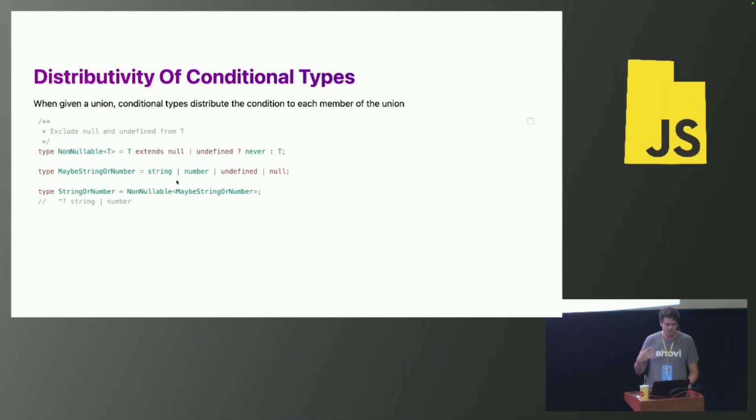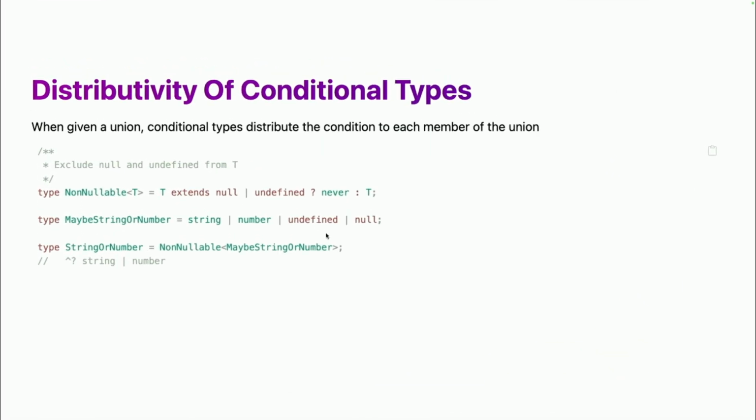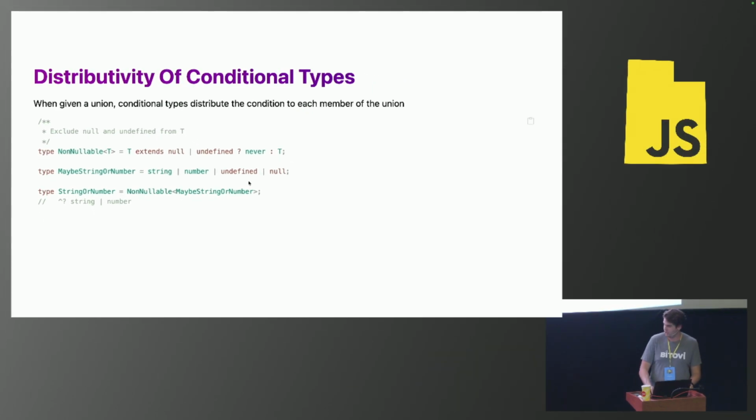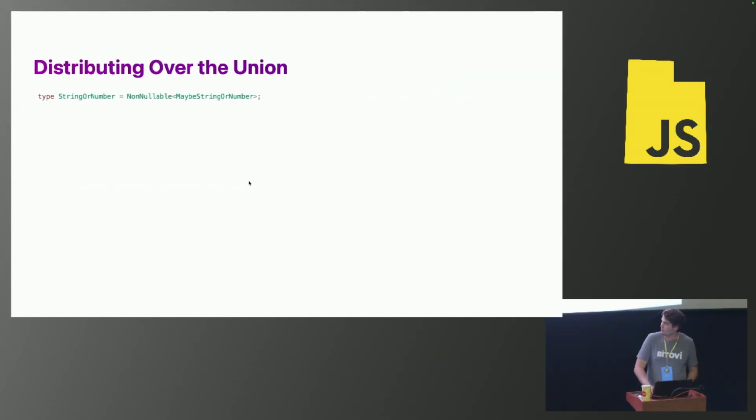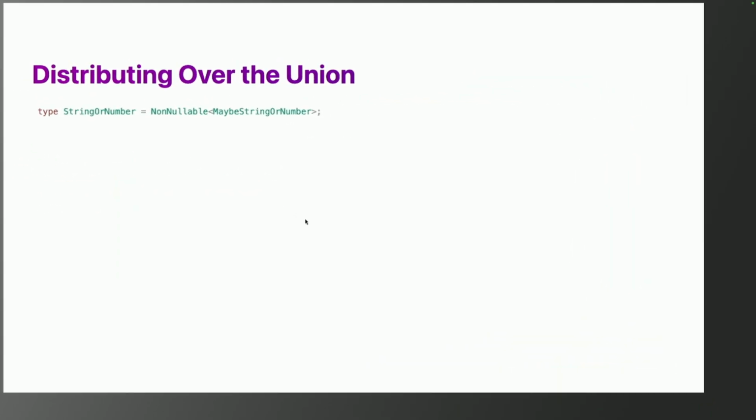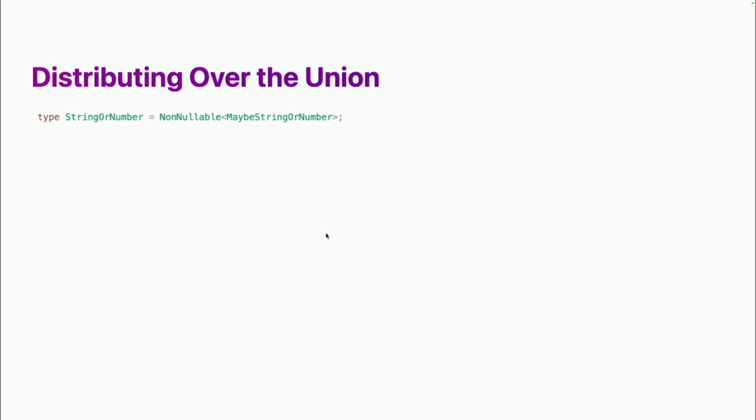When you give this non-nullable a type union and it has string or number in it, it's going to be removed. So what I want to do is walk through a mental model of how we can imagine how non-nullable is doing this with the distributivity of conditional types. Starting from the top, we have our string or number set equal to non-nullable, maybe string or number. We know non-nullable is a conditional type.